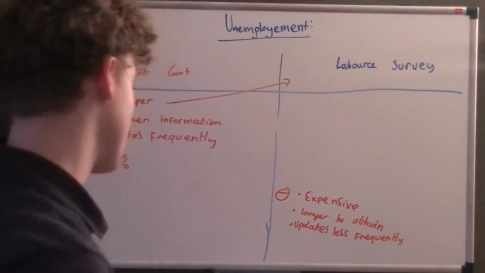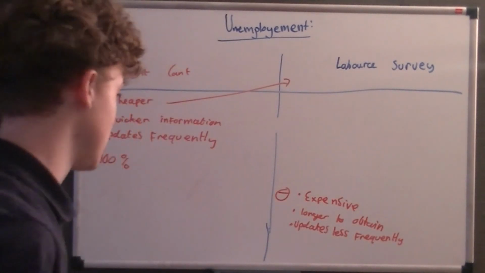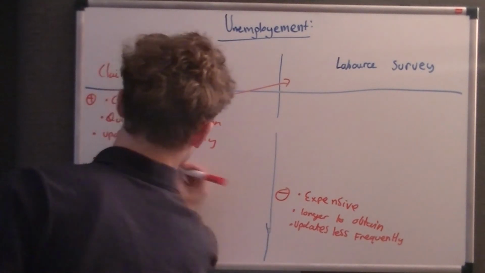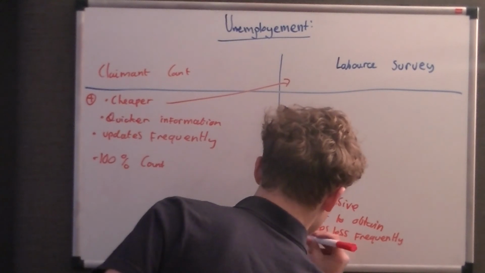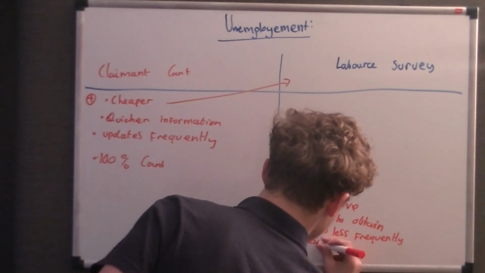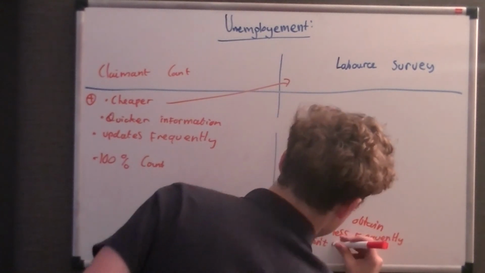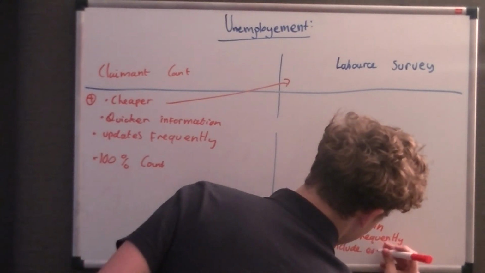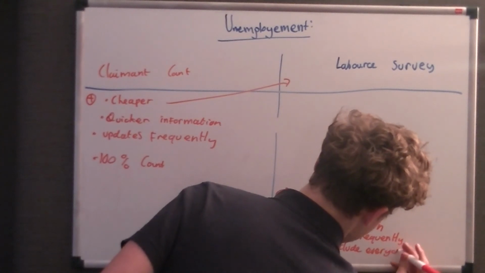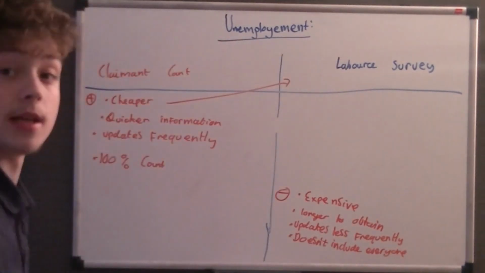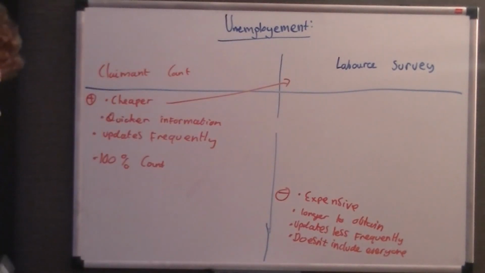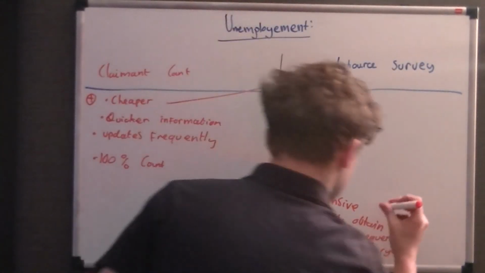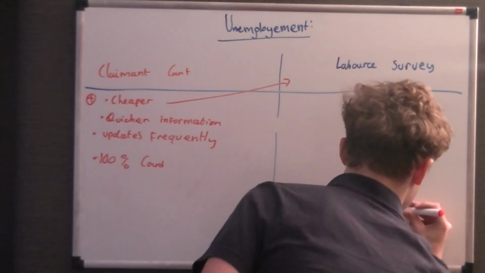And another thing, this is a 100% count. This doesn't include everyone, because obviously you can't survey absolutely everyone. That'd take forever. Does it include everyone? So as well as not including everyone, it also could come up with some inaccuracies. So I'm just going to put the word inaccuracies and go through it.